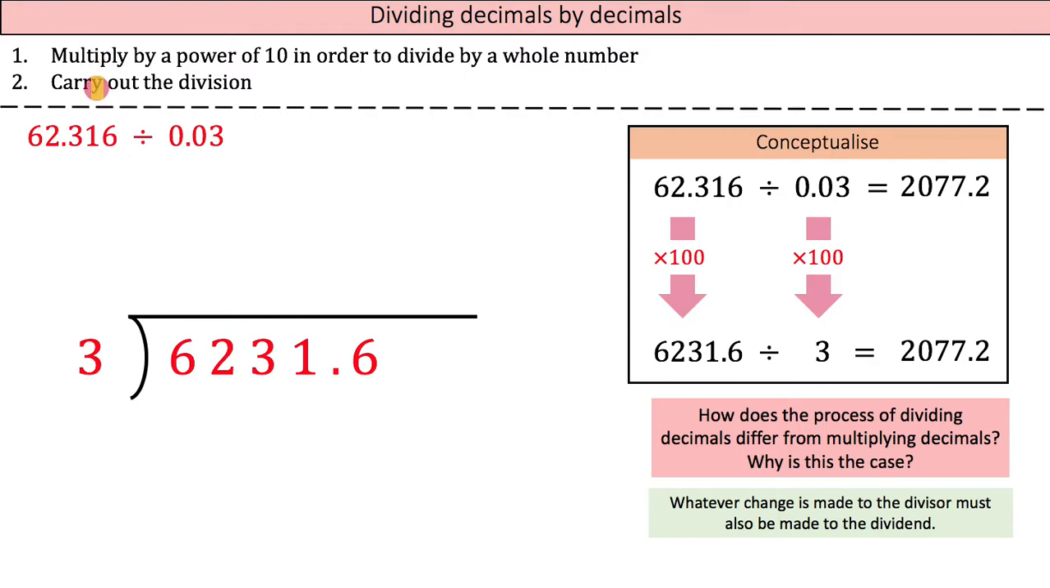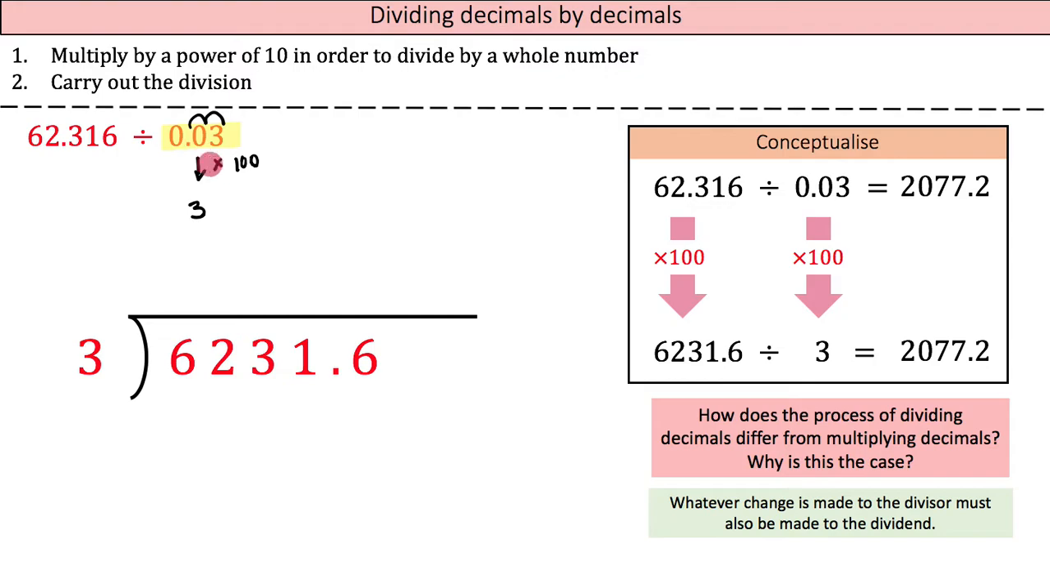So there are again 2 steps to this. The first one being multiply by a power of 10 in order to divide by a whole number, and then carry out your division as normally. So if you're given this, what we're first going to do is we're going to change what this is. We're going to multiply it by a power of 10 so that we're dividing by a whole number. So in order to do that, I'm going to have to take this and multiply it by 100, because that's going to move my decimal place 1, 2 across, and that means I'm going to be left with 3 here.